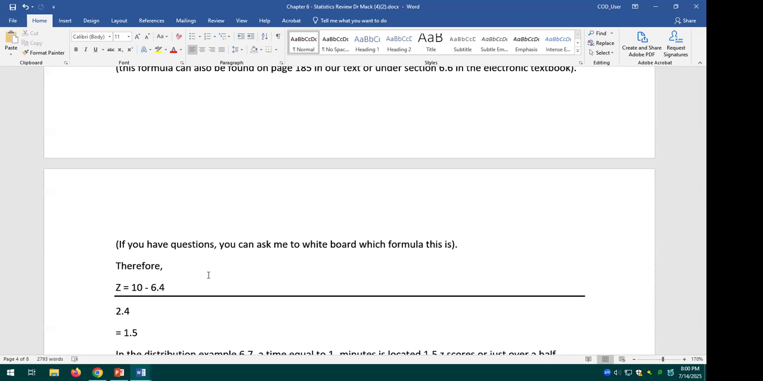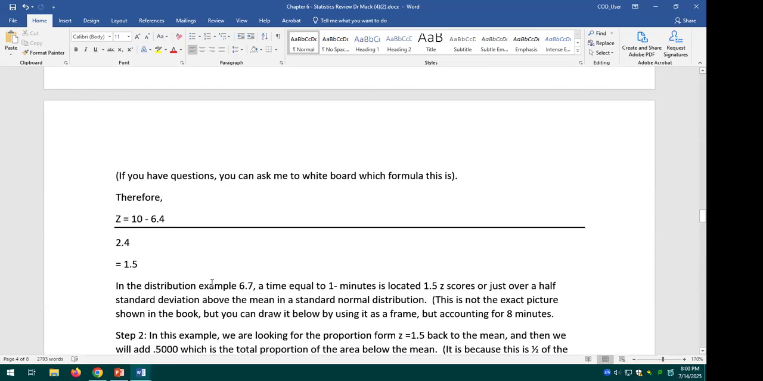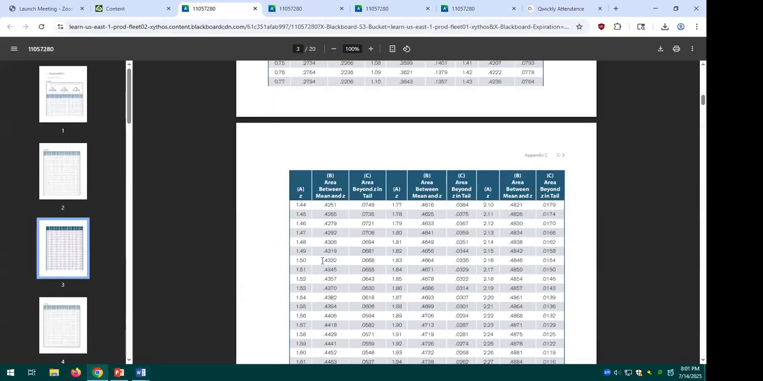Going with me so far? You want to see where I got the 0.4332 from? Anyone? Yes? Okay. That's right here: area between the mean and the z. 1.5, 0.4332. Those are probabilities.